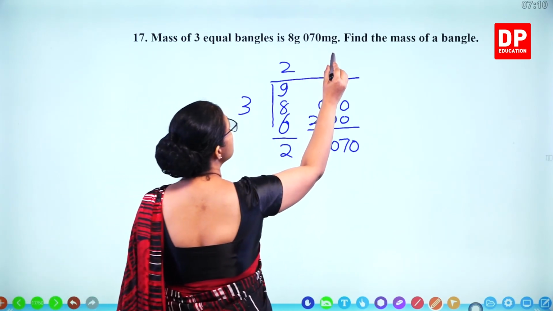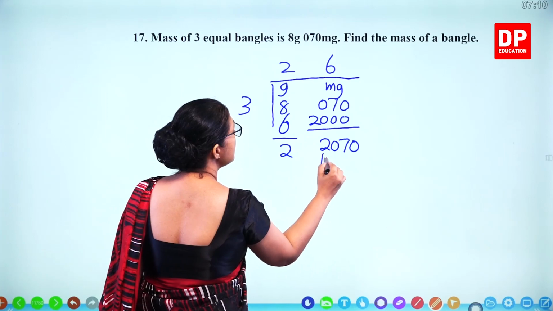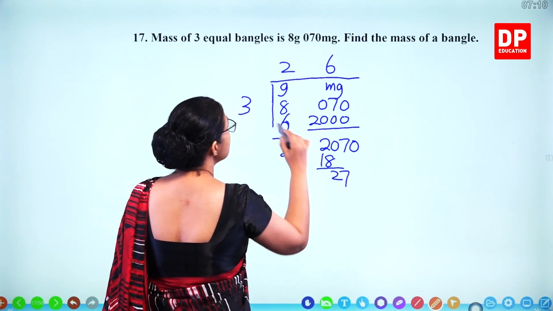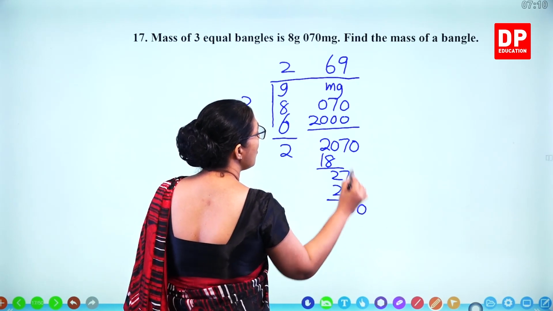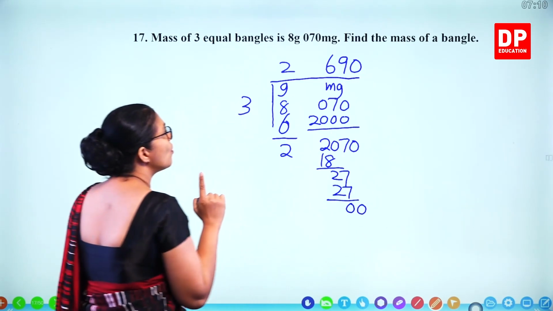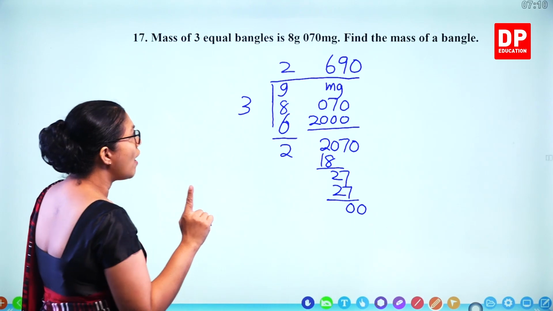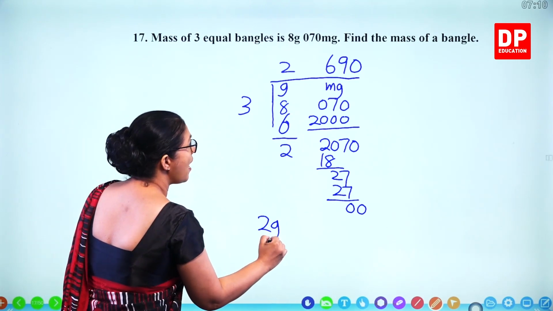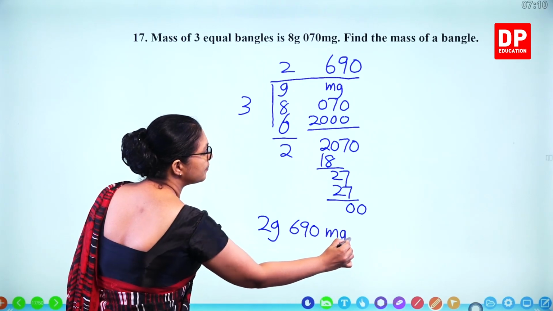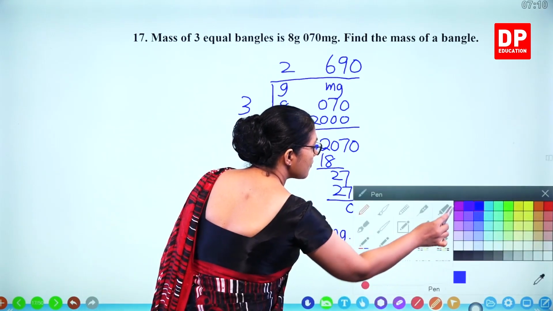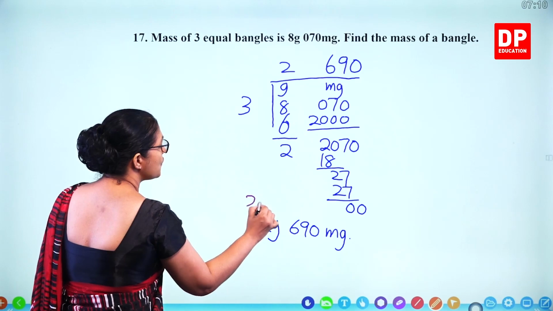Divide by 3. 3 times 6, 18. For 27, 3 times 9. And you have another 0. So what's the mass of 1 bangle? 2 grams and 690 milligrams. So you get 2 marks for that.